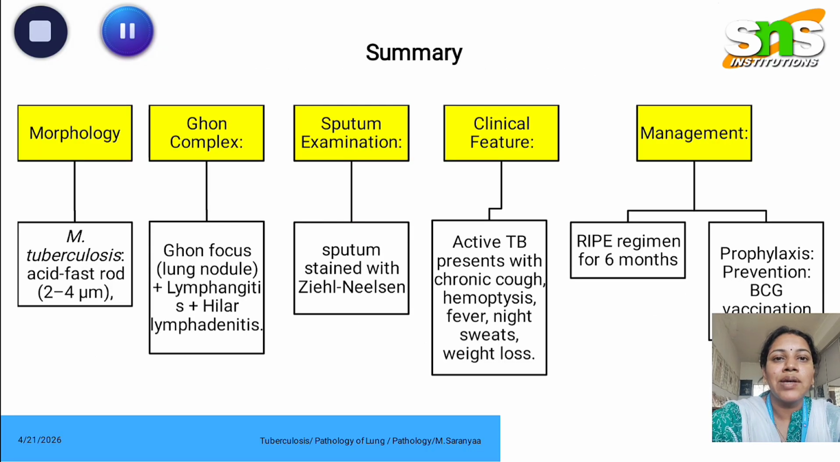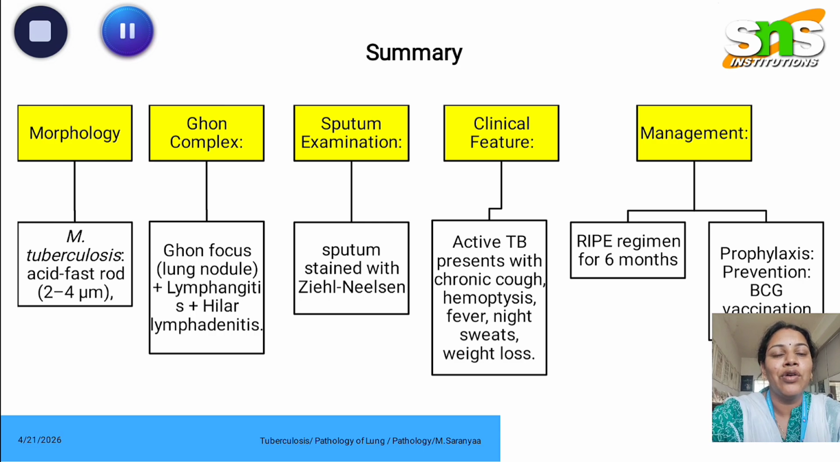As a summary, Mycobacterium tuberculosis is 2 to 4 μm in length, and it can cause a Ghon focus or a lung nodule, and lymphadenopathy and lymphadenitis. The main examination is through the sputum, by the Ziehl-Neelsen staining method, and the clinical features of the patient are productive cough, weight loss, night sweats, low grade fever and hemoptysis. The treatment regimen is antibiotics, Rifampicin, and for prophylaxis we can go for BCG vaccination as a prophylactic treatment.